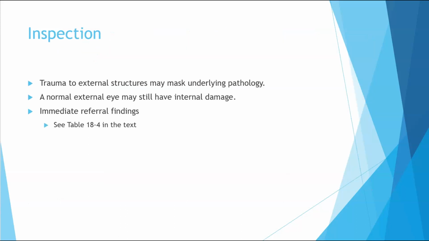When inspecting, we're looking at trauma to the external structures that might mask underlying pathology. So yes, you might have a bruise or a contusion, but what's going on underneath that? Are all the structures underneath still intact? Is there swelling or things that are going on that we can't see? And table 18-4 is what we'd just gone over. Obviously, anytime that we're in doubt, make sure we're referring them.